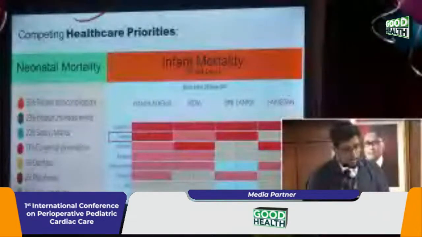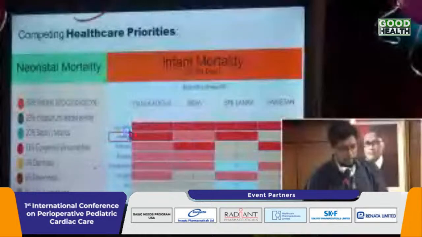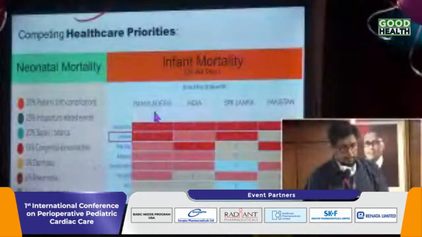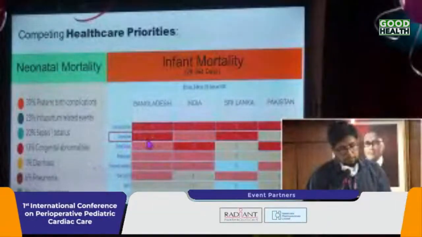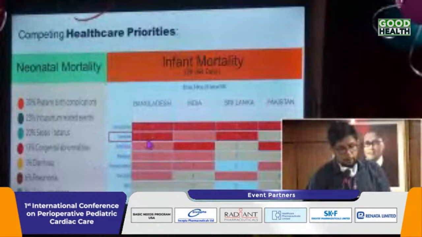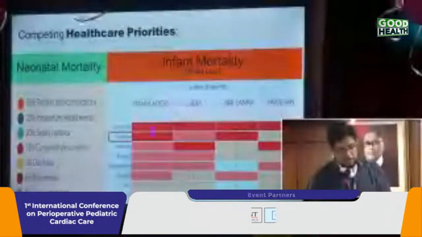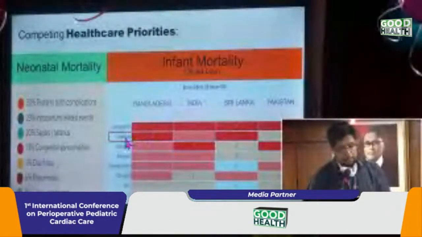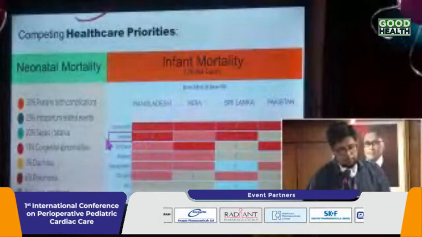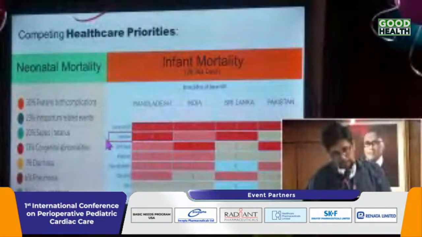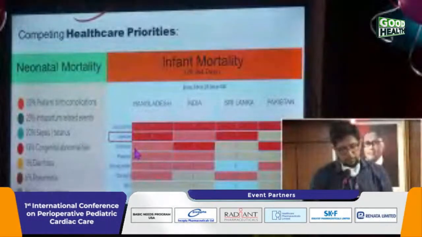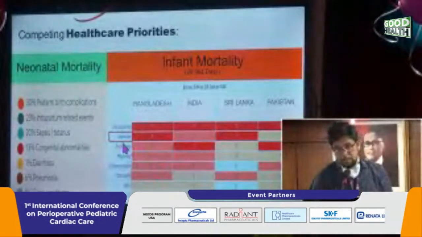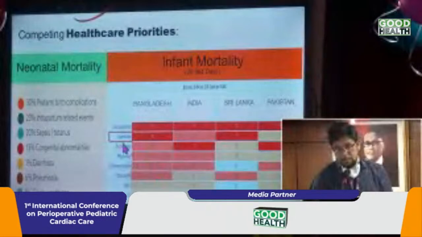In this slide, we try to show that in Bangladesh, the second most common cause of infant mortality is congenital heart disease. The government and NGOs are cautious about respiratory tract and diarrheal diseases and have many programs to improve those, but for congenital heart disease there are very few. So there is perhaps scope to do this.